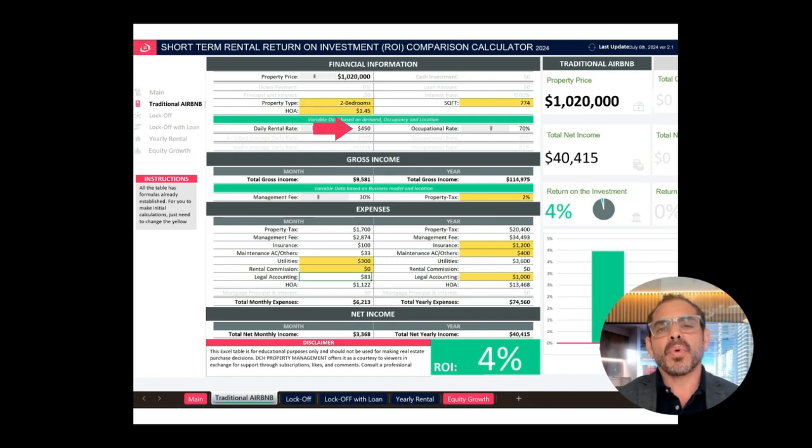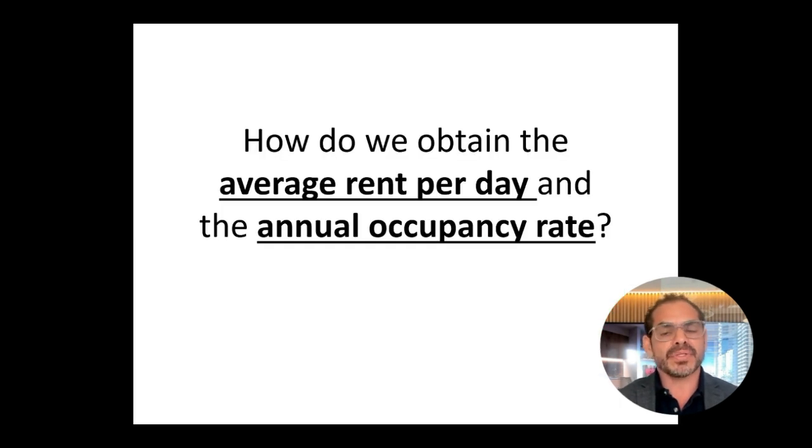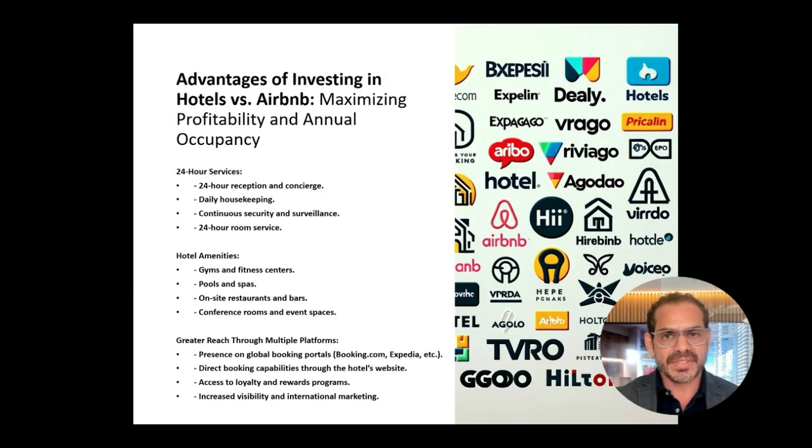The most important thing to focus on here is the average rent per day and, as we discussed earlier, the annual occupancy rate. So the million-dollar question is, how do we obtain the average rent per day and the annual occupancy rate? For this, it is important to emphasize the difference between an Airbnb and a hotel. A hotel offers 24-hour services and amenities that are defined and worthy of a hotel establishment. Additionally, we know that an Airbnb has limited reach, relying solely on its platform to promote its properties, whereas a hotel has thousands of platforms available worldwide.